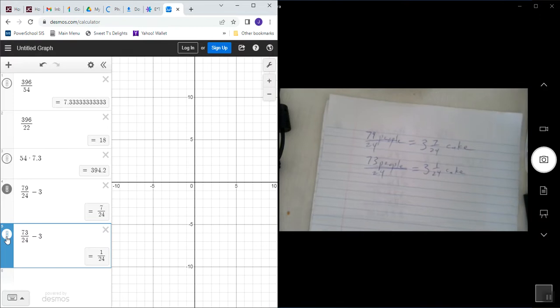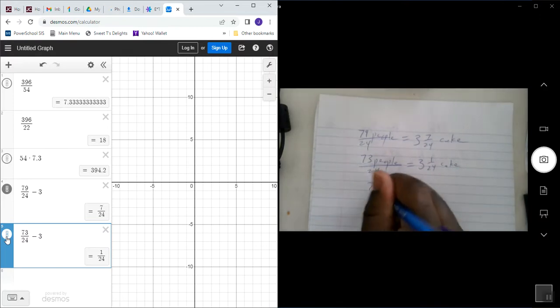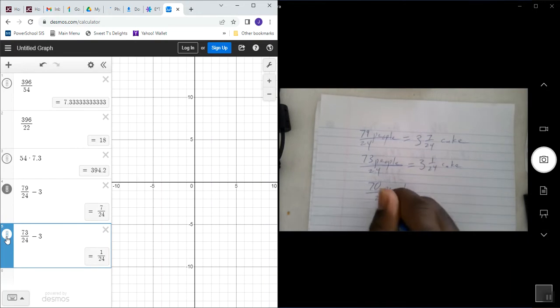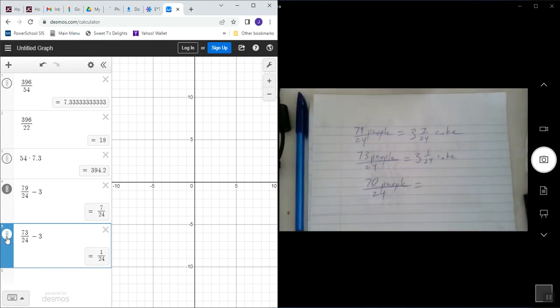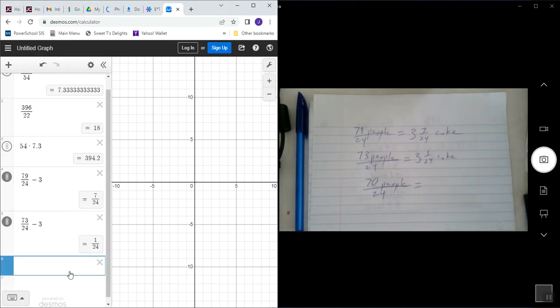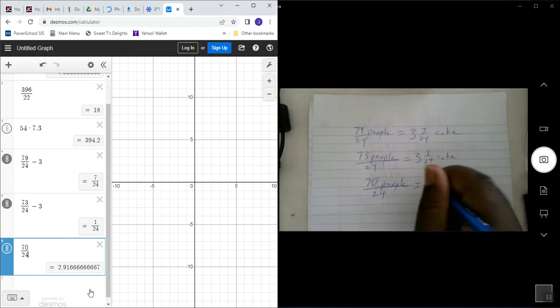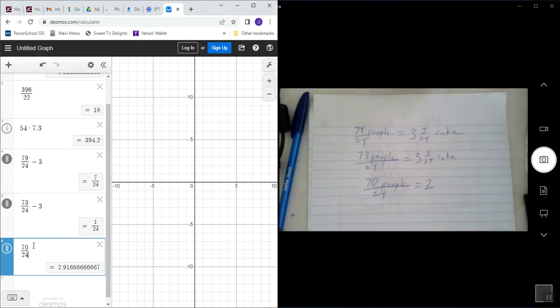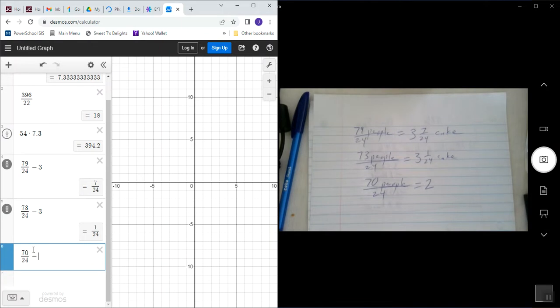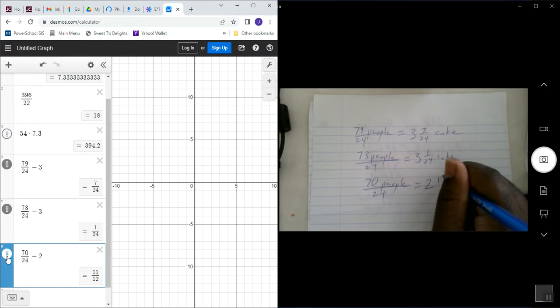Okay, last but not least, we have the one with the 70, where it's 70 people over the 24 servings, because remember, 1 cake is 24 servings. So we'll take 70 divided by 24, and that gives us 2 point something here. So let me subtract off this 2 and hit this fraction bar. So it'd be 2 11/12 cake.